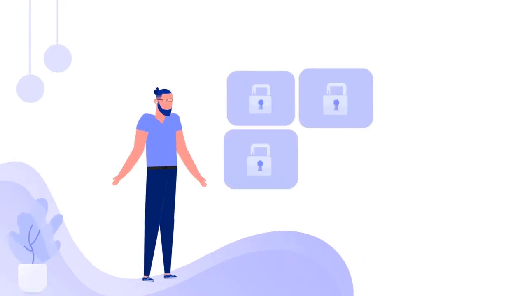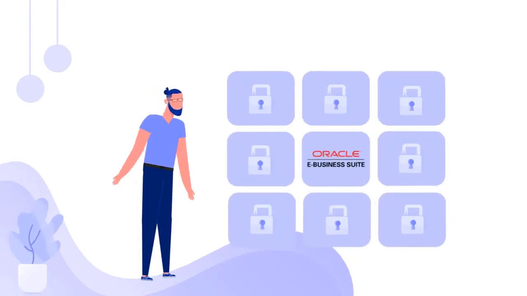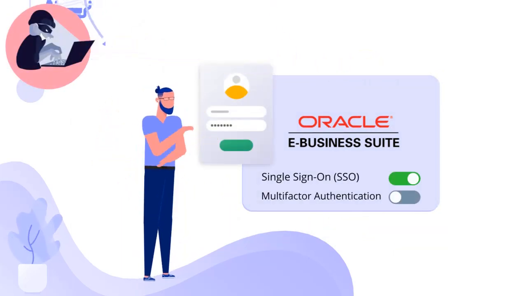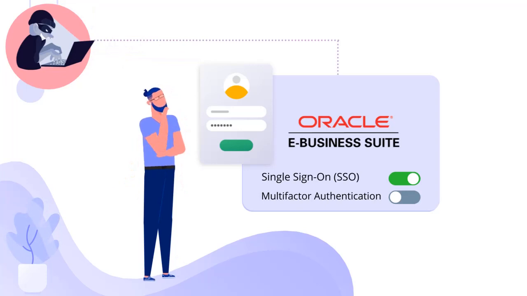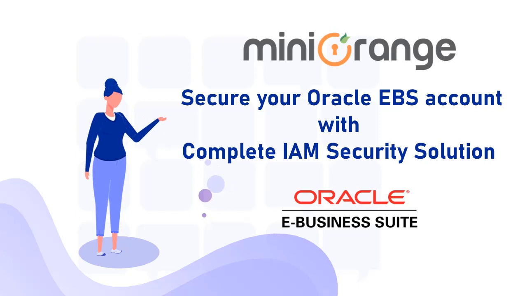In today's world, we don't want to remember so many passwords for all of our online accounts, including the Oracle eBusiness Suite. Passwords alone are no longer sufficient for security. Oracle EBS users must enable multi-factor authentication to protect their accounts. In today's video, we'll show you how miniOrange can help you secure your EBS account using the complete IAM security solution, including SSO, MFA and provisioning.